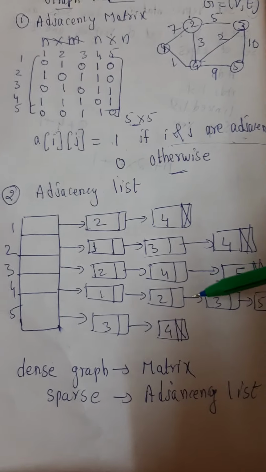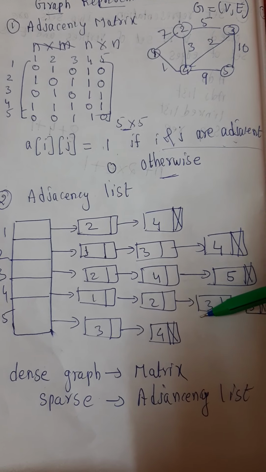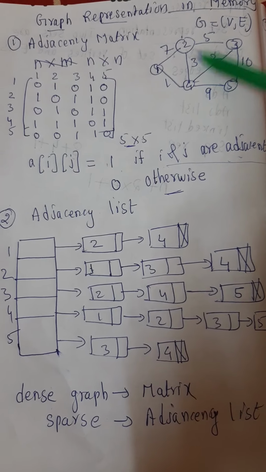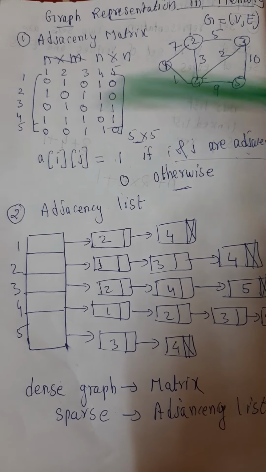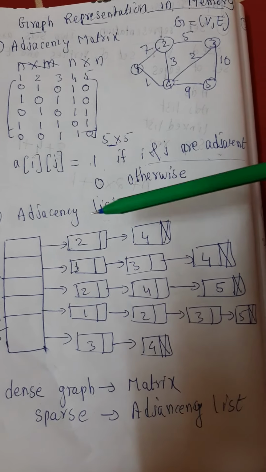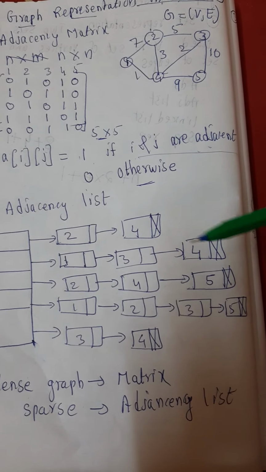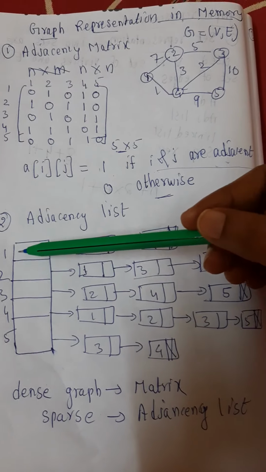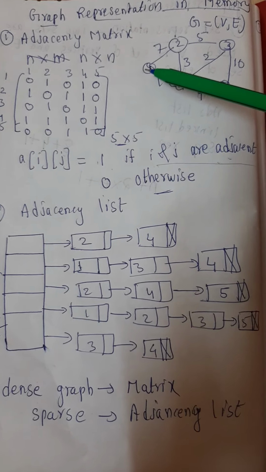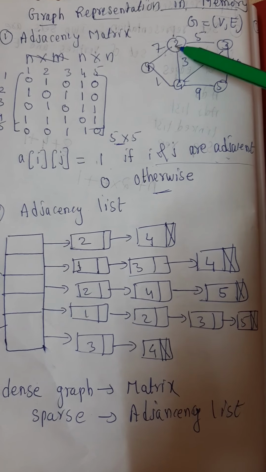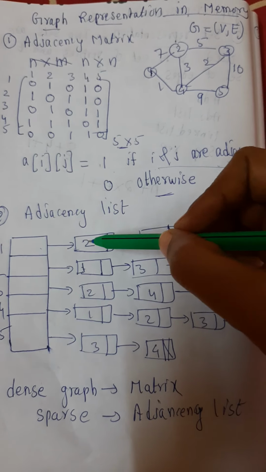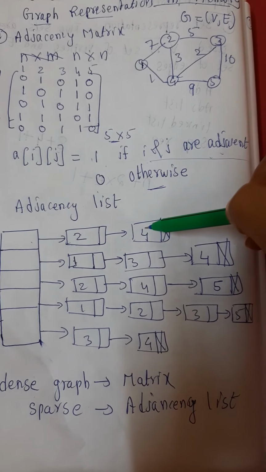Now the second one we have is the adjacency list. The same example I am showing again here. How many vertices do you have? 5 vertices. Now this adjacency list you will represent with the help of a linked list. If you see for 1, what are the adjacent vertices of 1? The adjacent vertices of 1 are 2 and 4.